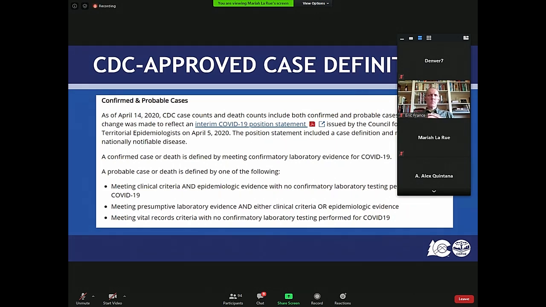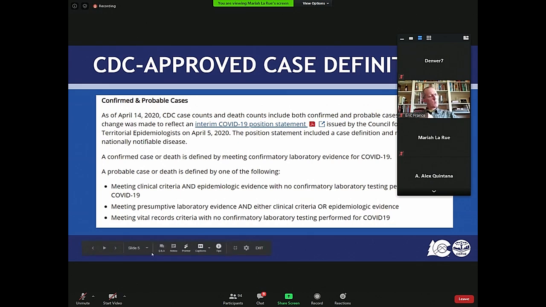So what I'm presenting to you here is information about Colorado's participation in what is called the Nationally Notifiable Disease Surveillance System. And this is a national system that uses very specific criteria that are developed nationally and issued by an organization called the Council for State and Territorial Epidemiologists.